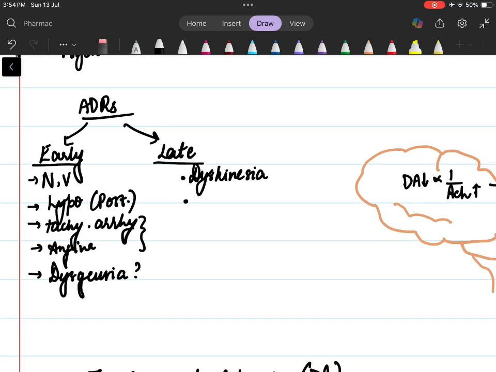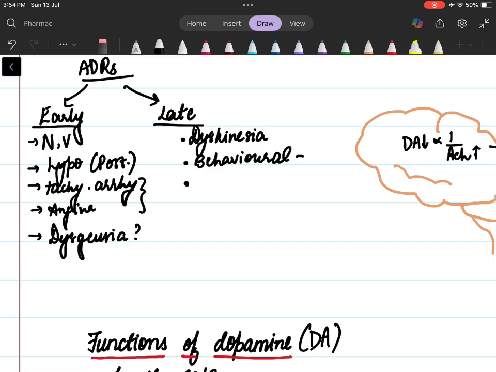So that is not good, right? I'm saying long-term therapy with L-DOPA leads to dyskinesias. It can also lead to behavioral disturbances, which can range from agitation, irritation, feeling anxious, all the way to frank depression or psychosis, so behavioral. Then we have something called as dose deterioration effects or on and off phenomenon.